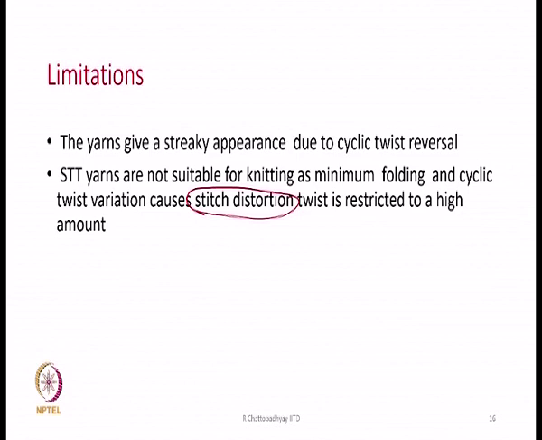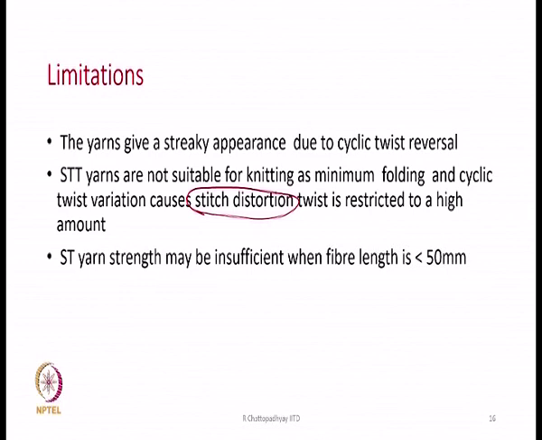So, they are not suitable, because if you look at the applications, most of the knitted products are made from wools. A lot of knitted products are made from wool, like sweaters. So, this could be one problem, that is twist distortions. And the ST yarn strength may be insufficient when fiber length is less than 50 mm. So, it is basically suitable for long staple fibers.